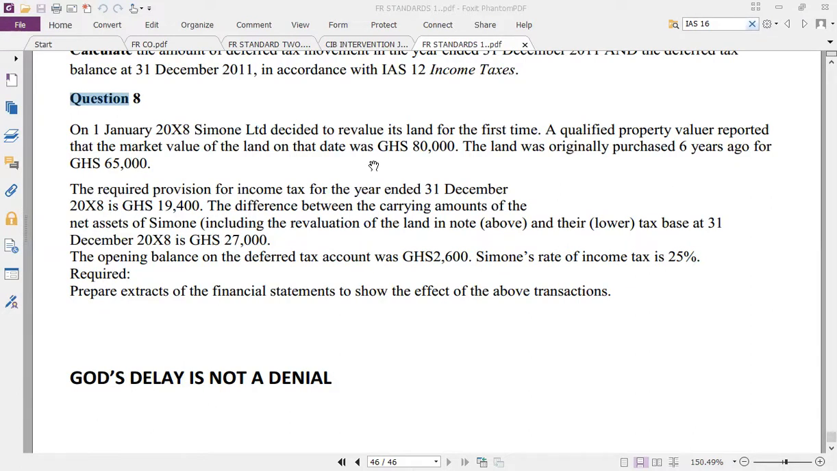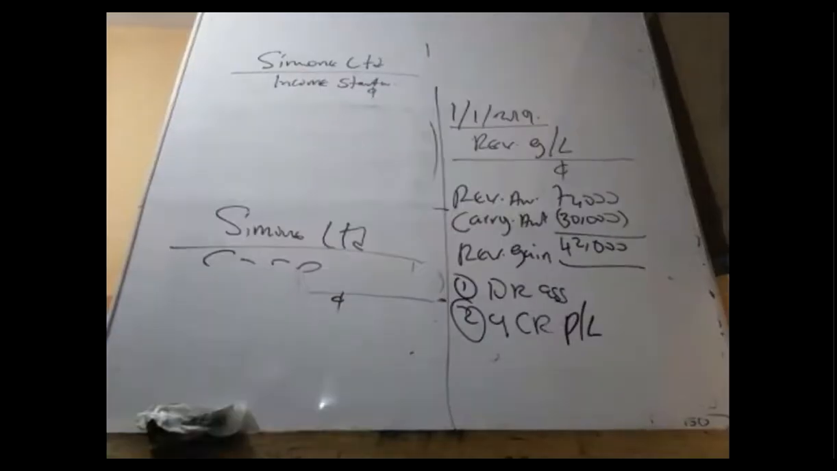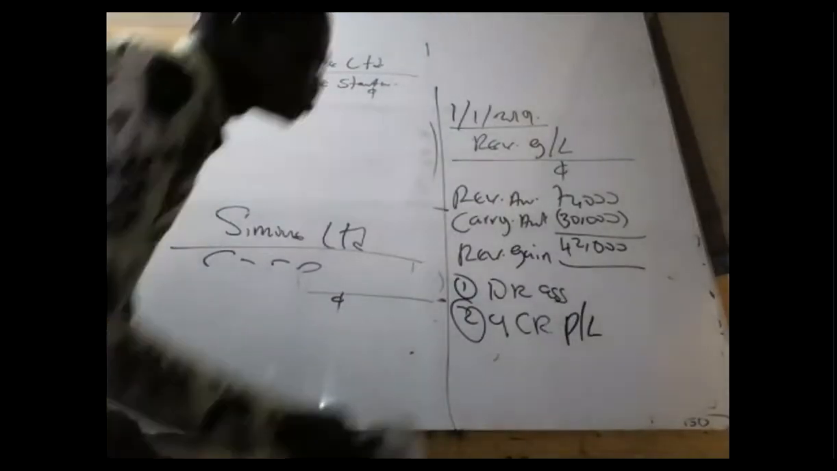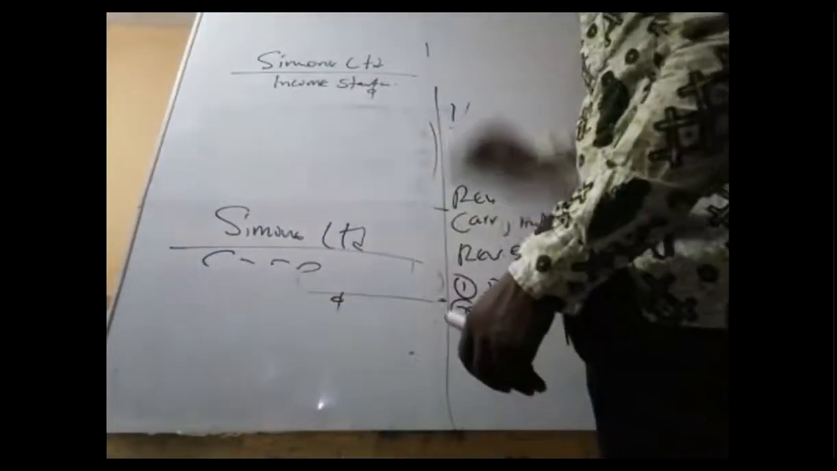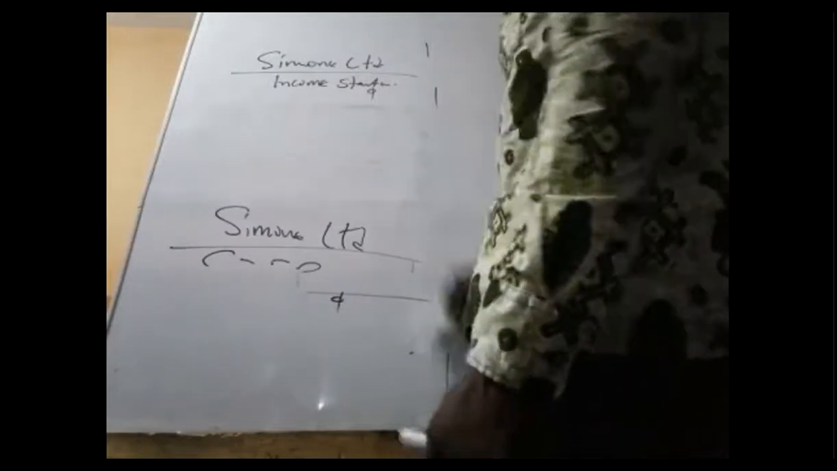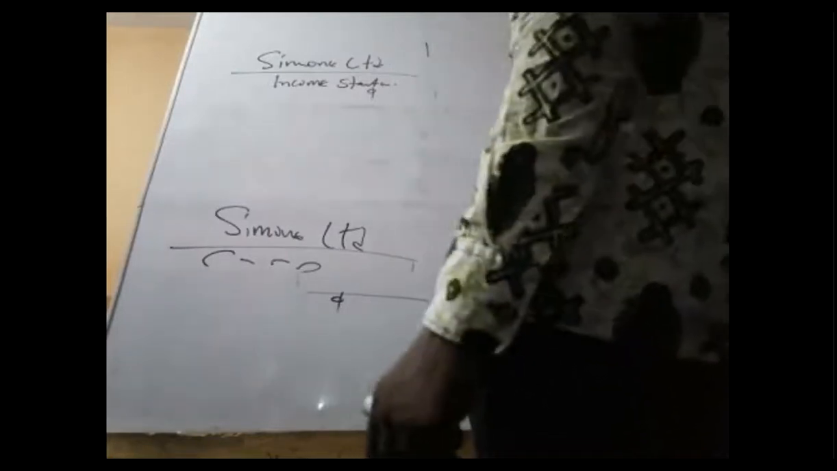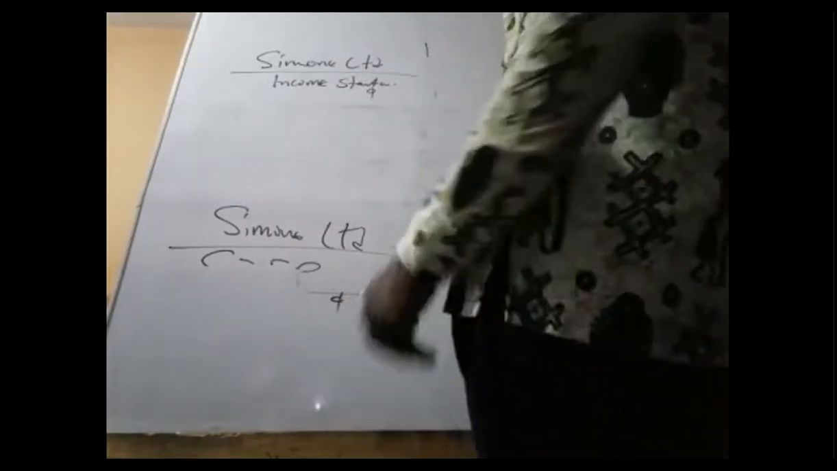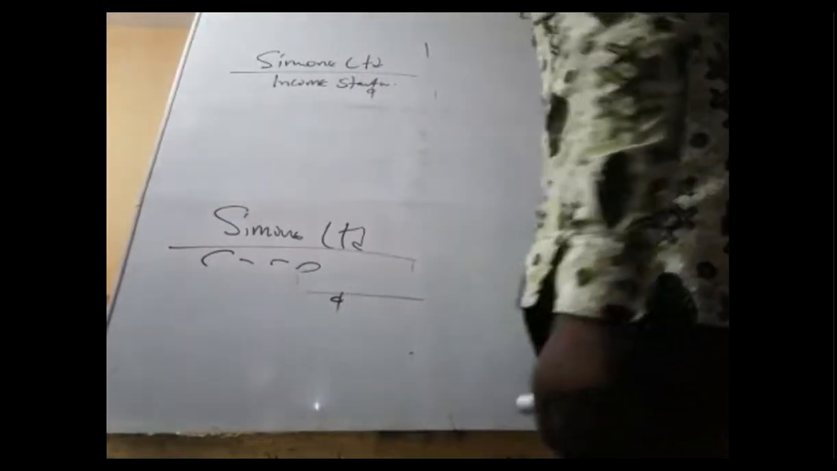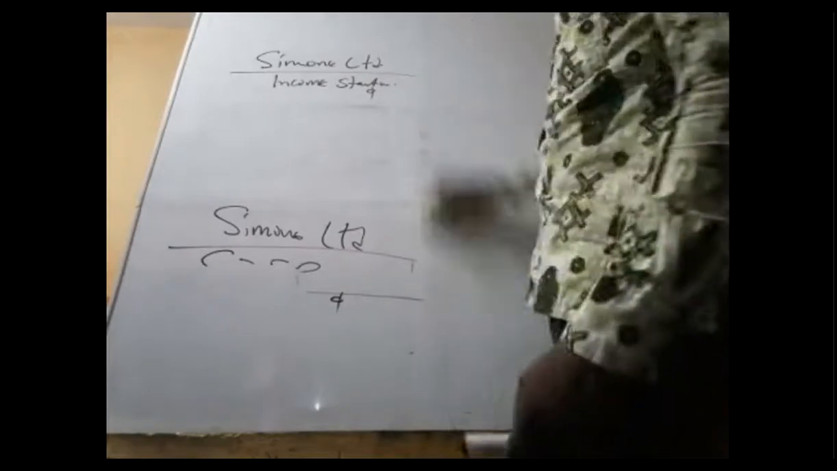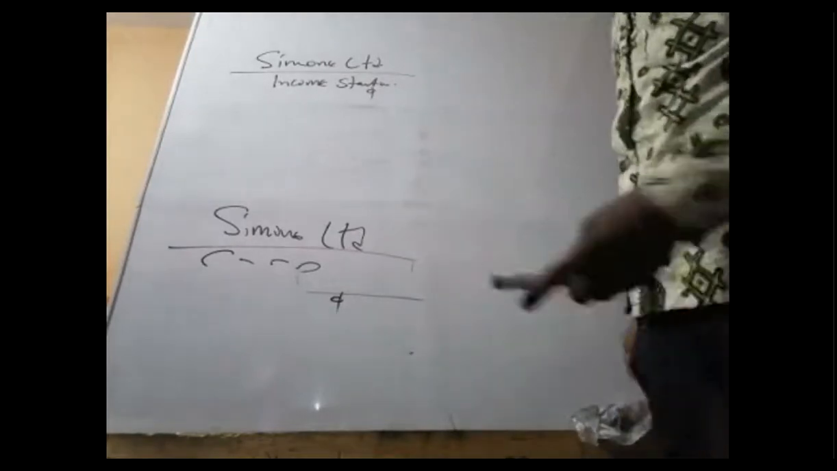Simon's rate of income tax is 25%. Required: let's go to the board. First, let's calculate the revaluation gain, and let's calculate the income tax expense. So let's do the workings at this side. Don't forget that when we ask for extracts, we are asking for what goes to P&L, and basically what goes to the statement of financial position.